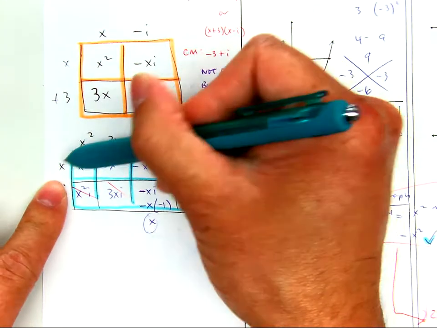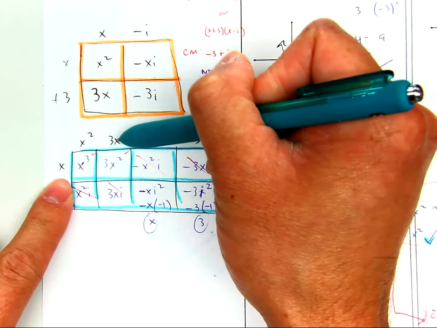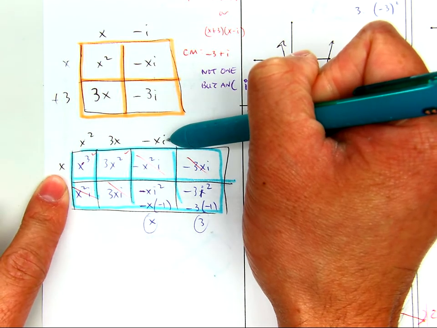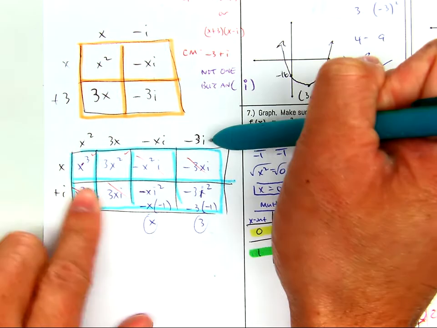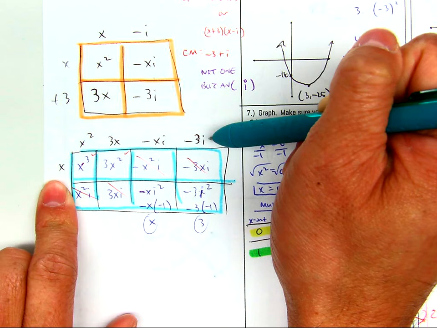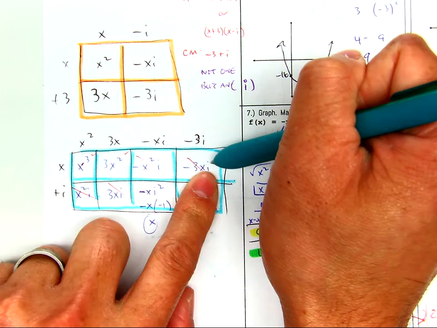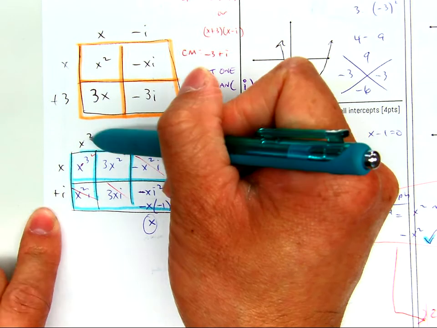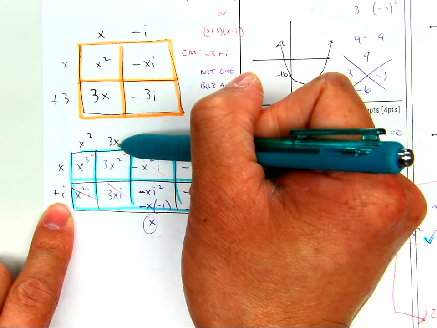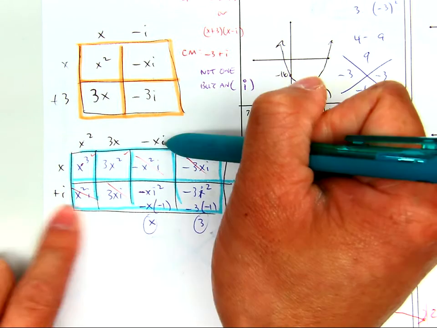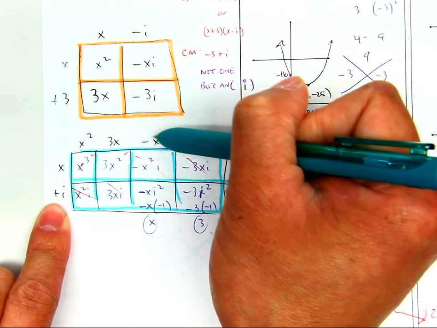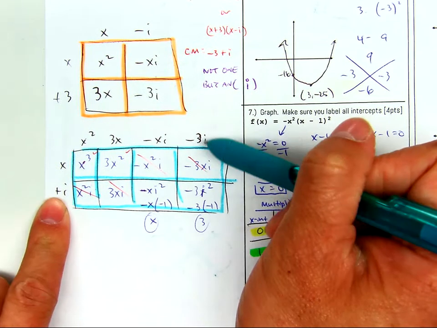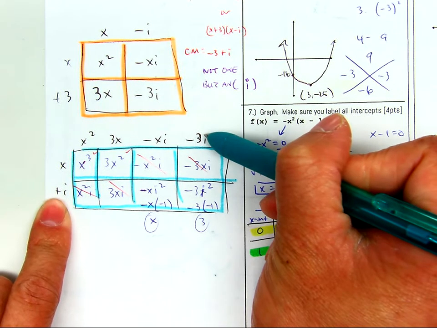x times x squared is x cubed. x times 3x is 3x squared. x times negative xi is negative x squared i. x times negative 3i is negative 3xi. x squared i is x squared times i is x squared i. 3x times i is 3xi. i times negative xi is negative xi squared. And i times negative 3i is negative 3i squared.